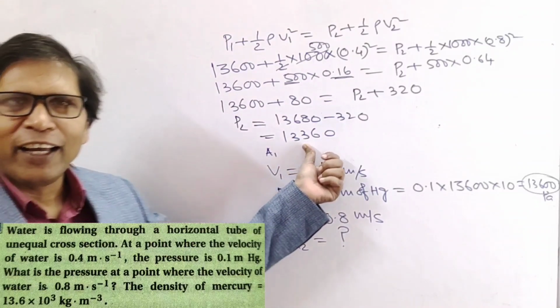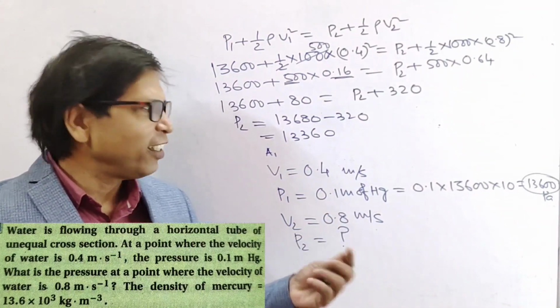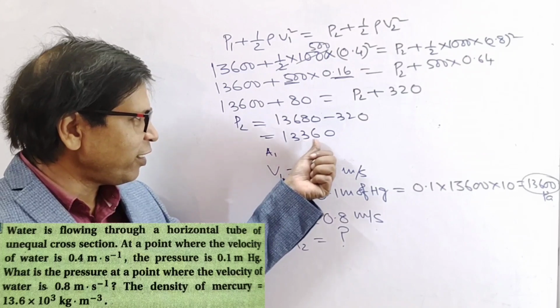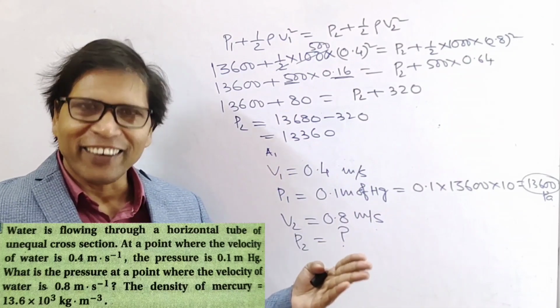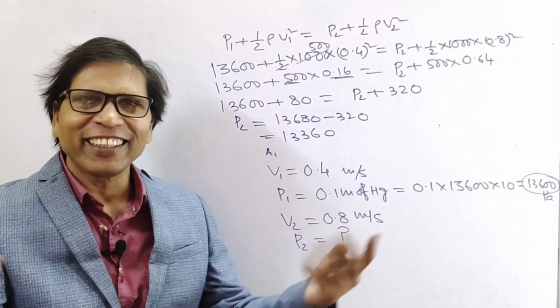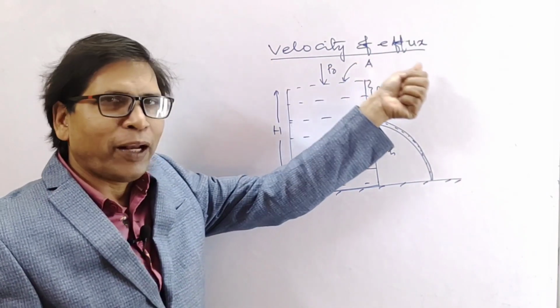Therefore pressure at the narrower cross section is 13360 Pascal. Understood? Next, now velocity of efflux.